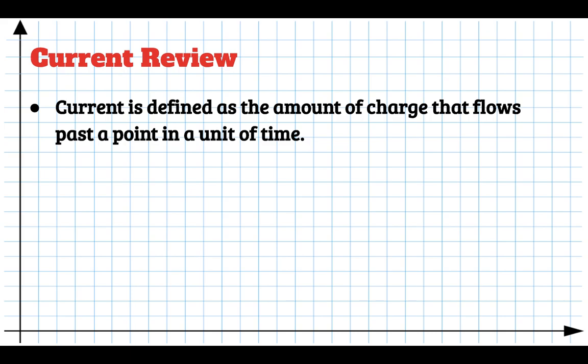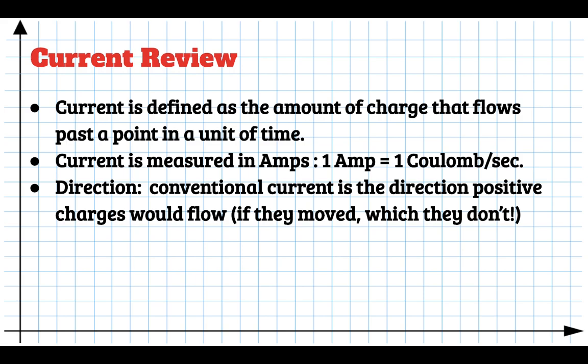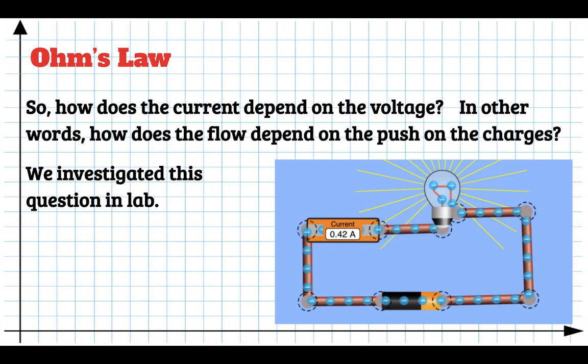Current is defined as the amount of charge that flows past a point in a given unit of time. We measure it in amps, and an amp is a coulomb per second, so 1 coulomb of charge flowing by a point in 1 second is a current of 1 amp. And the direction of current is the direction positive charges would flow, that is, if they actually moved, which they don't. So we also talk about electron current sometimes, but conventional current is the direction positive charges would flow.